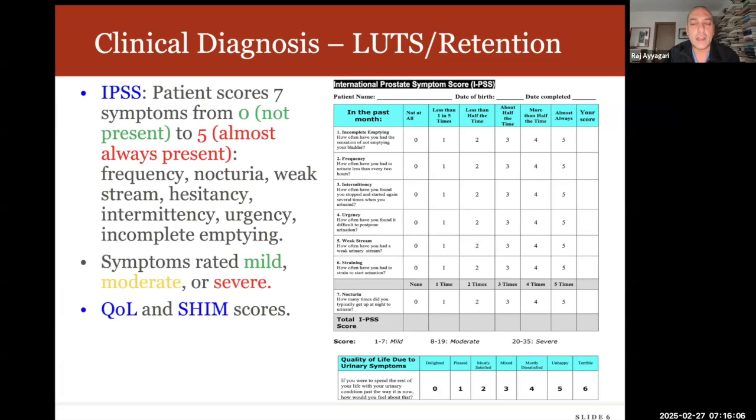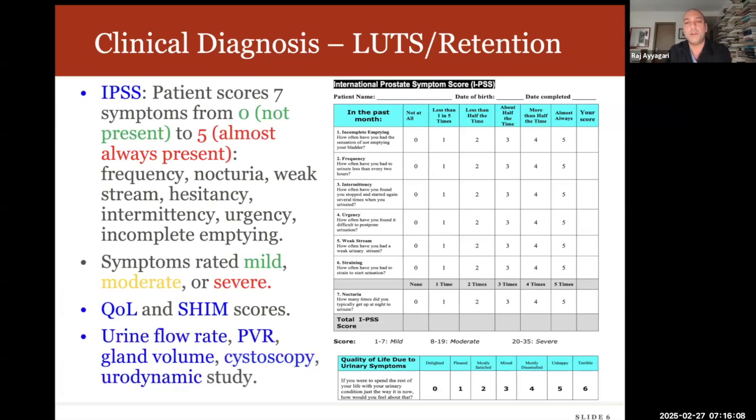We also ask them to fill out their erectile function. There are many different metrics for that. In the US, we use something called the SHIM or IIEF. Not so important, but just nice to know what their baseline is. Then more objective.